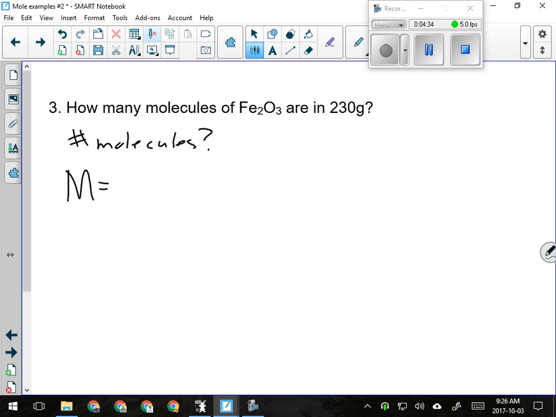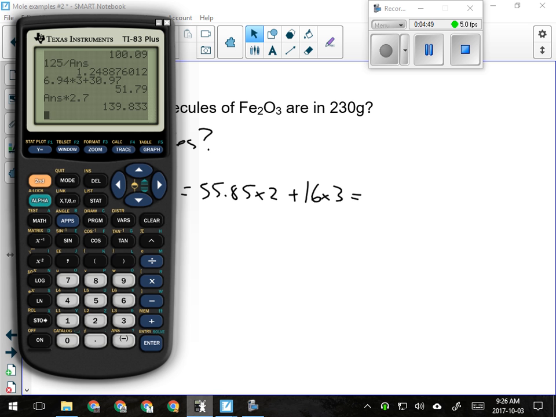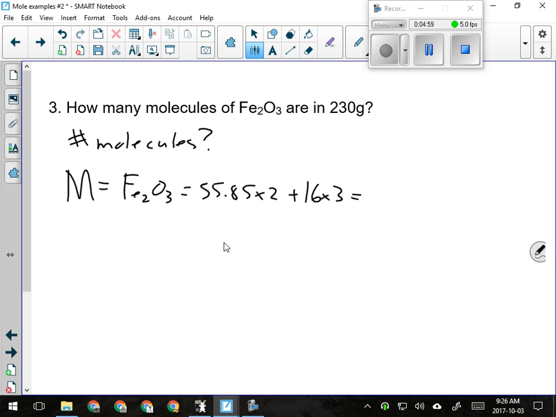They tell us the material. It's iron(III) oxide, so we've got Fe2O3. So that's going to be 55.85 times 2 plus 16 times 3. Okay, 55.85 times 2 plus 48. So 159.7 grams per mole. And they also tell me the mass, 230 grams.